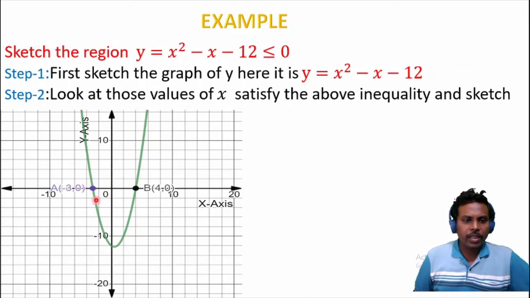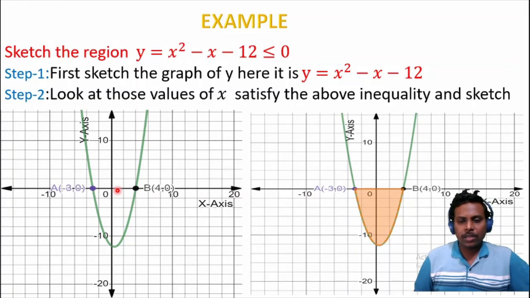After drawing this, what do we need to do now? What is the inequality that we are referring to? The y values must be less than or equal to 0. That means you have to look below the x-axis. For what values of x is the graph below the x-axis? For these values of x, the graph is below the x-axis. Now you have to shade the region. Here is the region. This is the required region which satisfies the given inequality. Hope you have understood this.